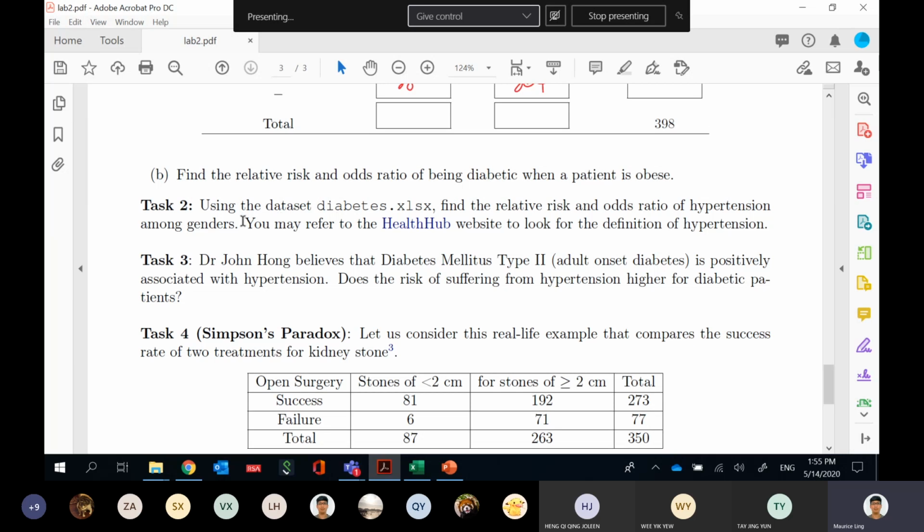Now, basically, we have essentially finished most of the things. So we have found the relative risk. So why don't you do exercise 2 yourself, task 2. How about the relative risk by genders? Does it matter in genders? Okay.